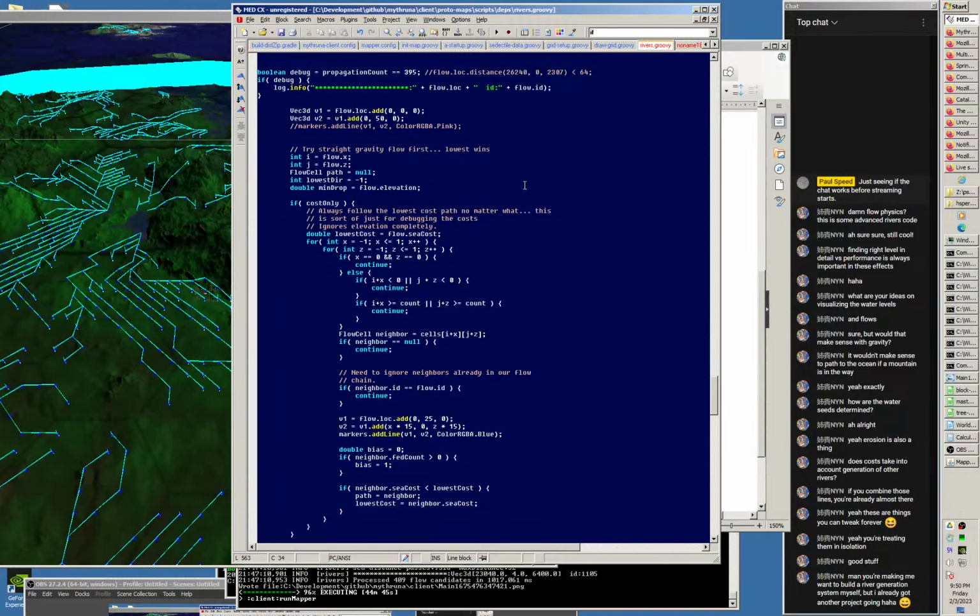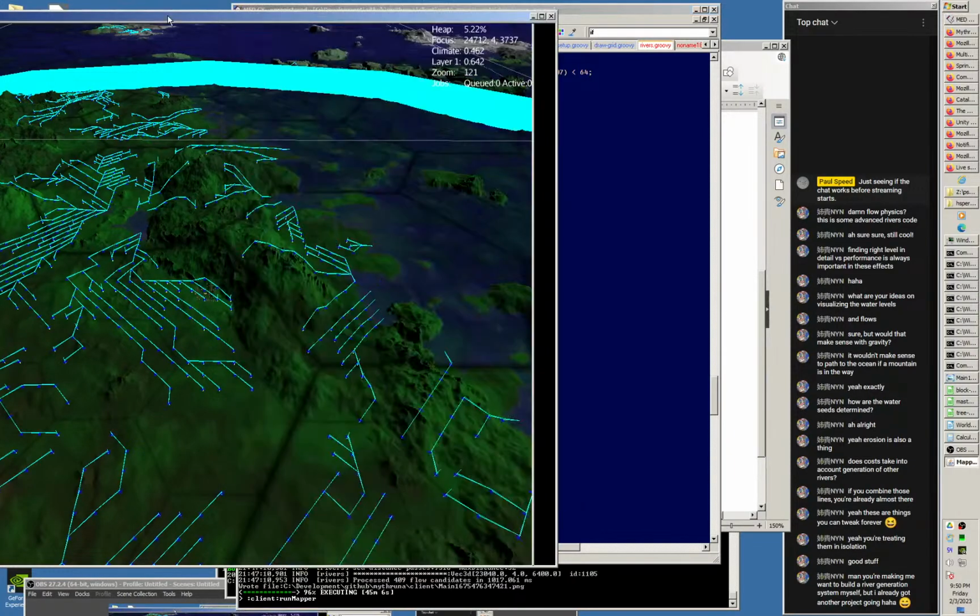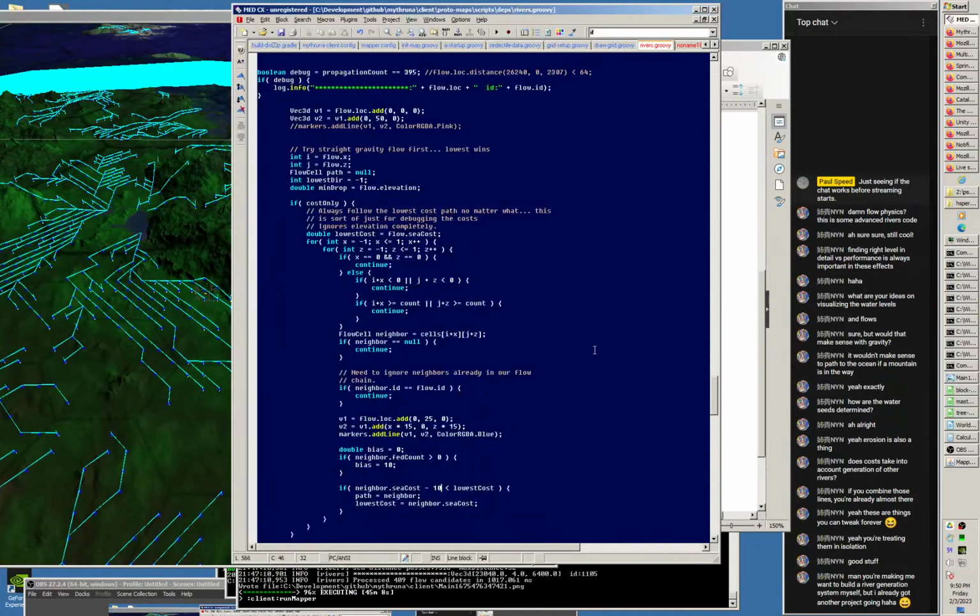I don't know. Maybe 10. Let's try 10. So if the C cost minus 10 is less than lowest cost, so we'll tend to prefer things that have already been fed by other rivers. So let's see what that does. We've already taken a screenshot of this, so we can compare. Let's see what this does.